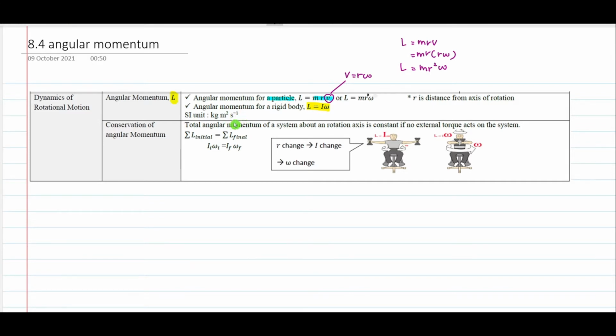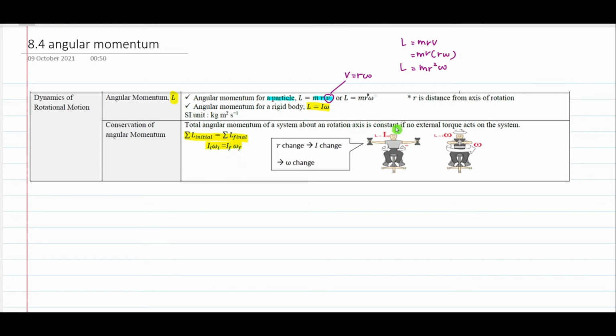In this subtopic, we also learn about conservation of angular momentum. The definition of conservation of angular momentum is that the total angular momentum of a system about a rotation axis is constant if no external torque acts on the system. So we can write that total angular momentum initial is equal to total angular momentum final, so I initial omega initial equals I final omega final.